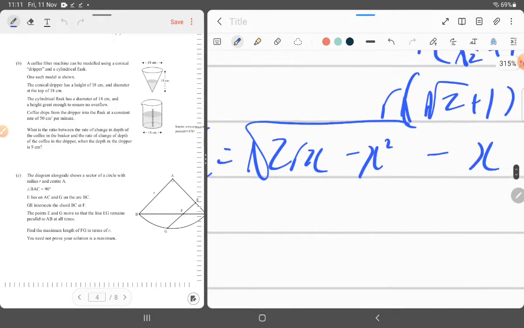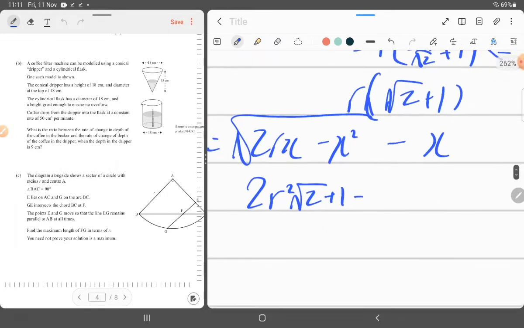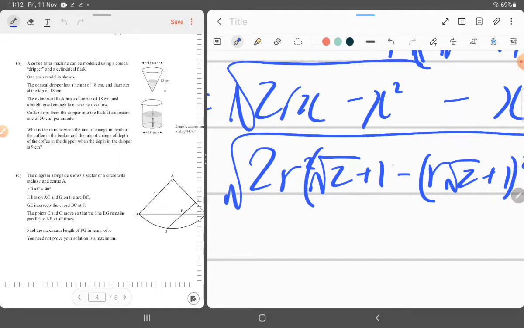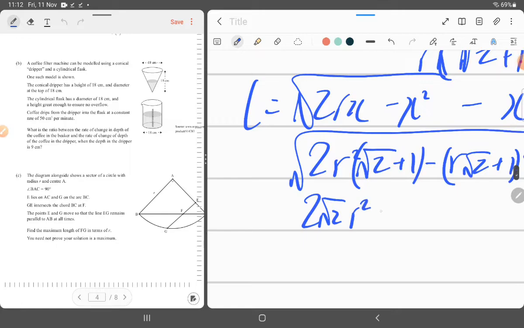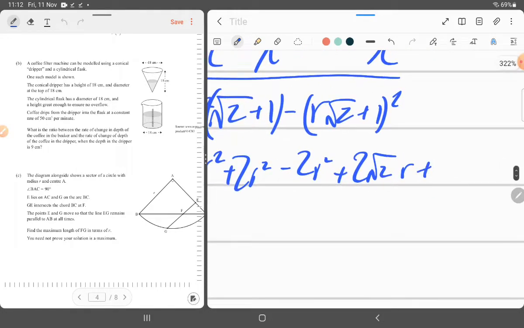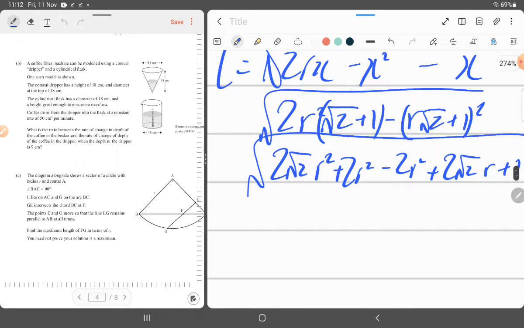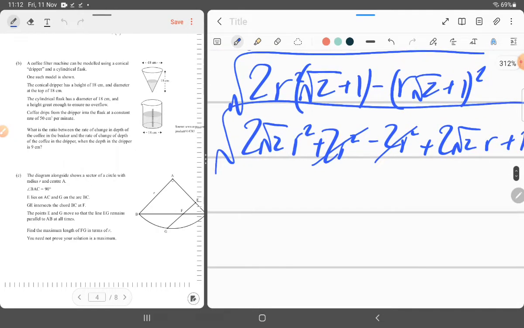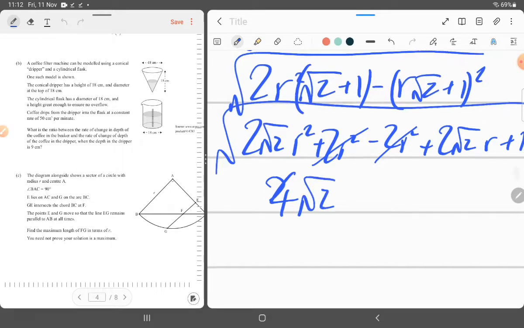x, 2, square, so minus, squared, squared, cancels out, 4, 2.